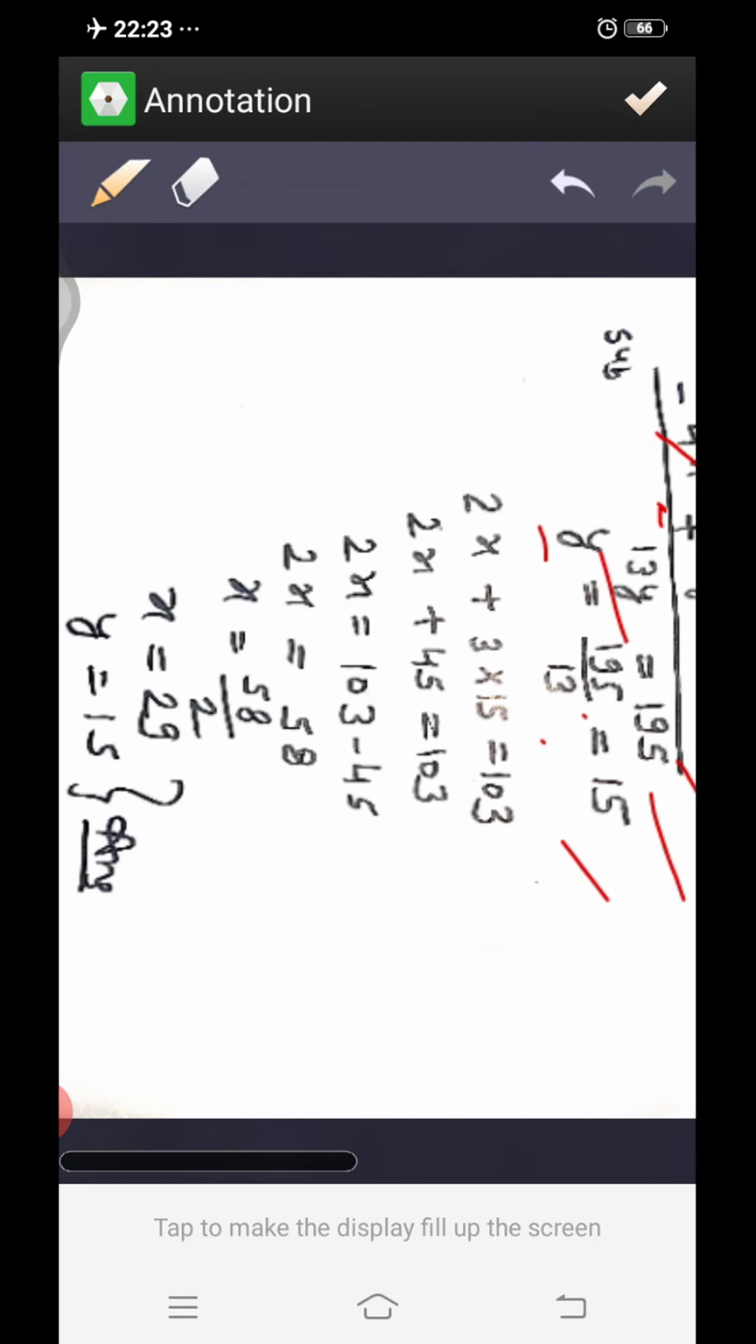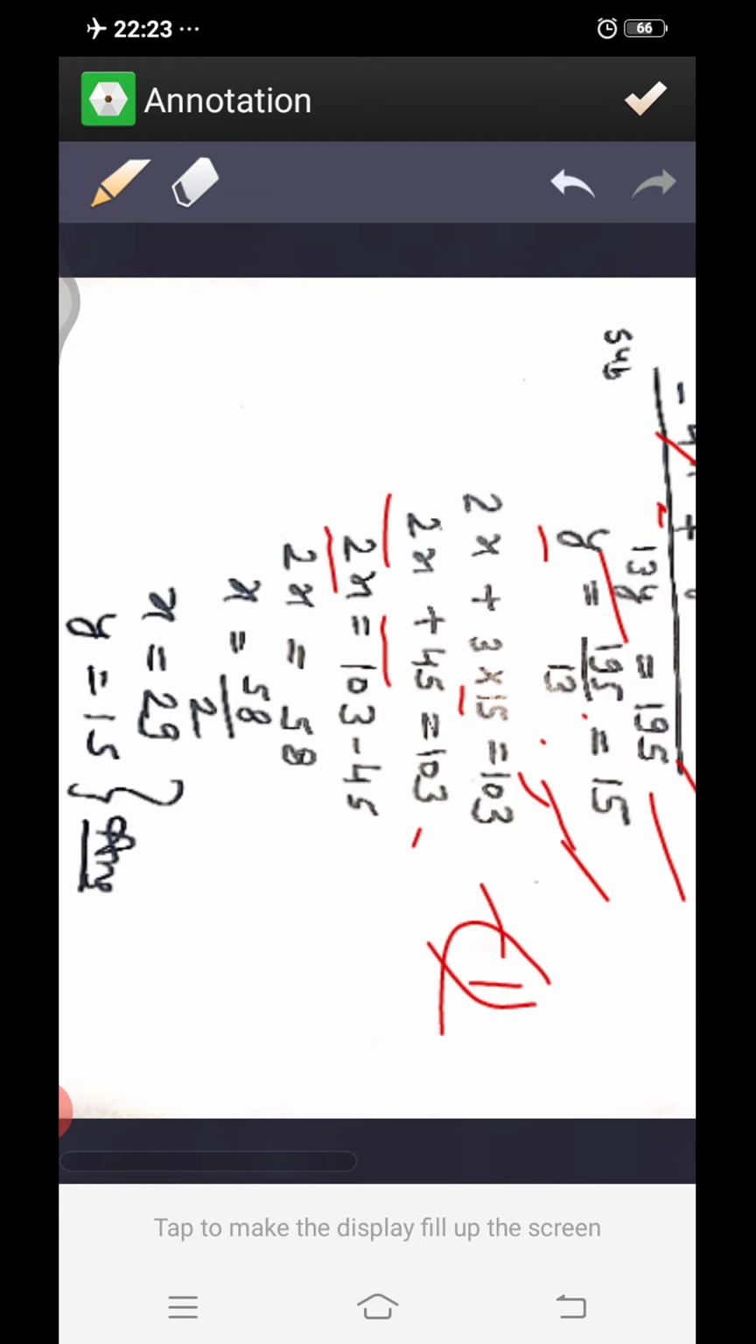Now we put the value of y in any of the equations. We have made two equations here, and in either we can put this value. So I have taken the first equation. I am putting this value in the first equation: 2x plus 3y equal to 103. In place of y we have put 15, so now it becomes 45. 2x plus 45 equal to 103.